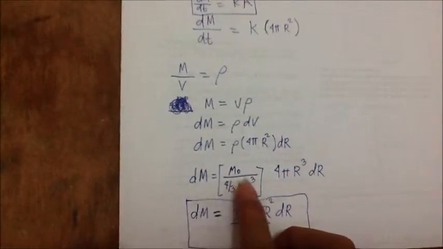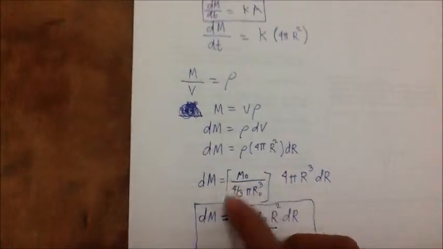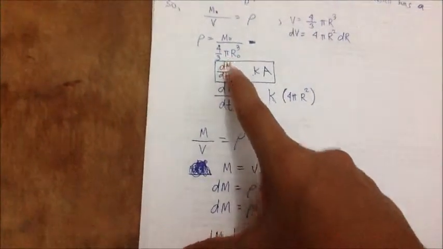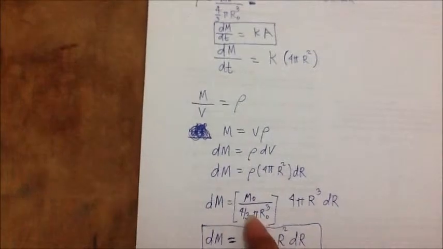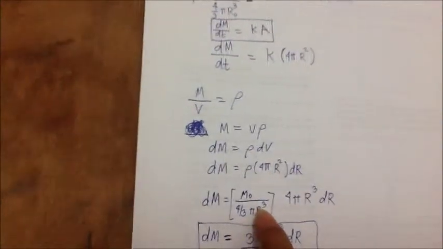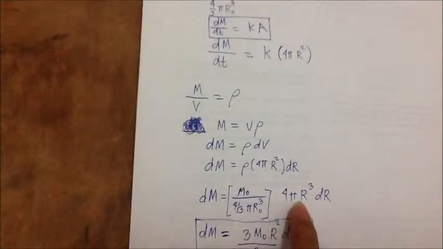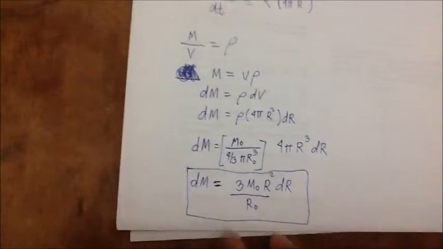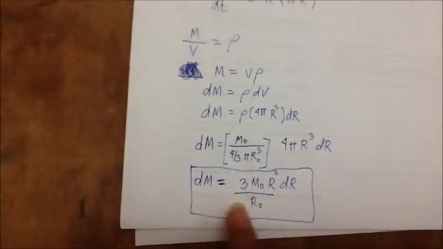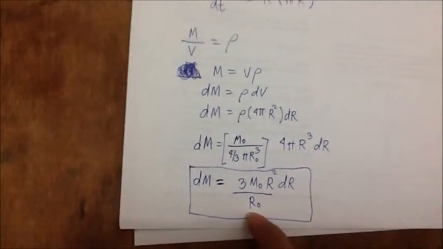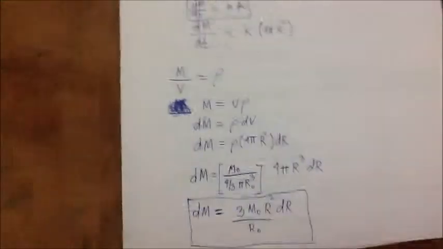Substituting our density, which is equal to this formula, dm is equal to m sub o over 4 over 3 pi r initial cubed times 4 pi r squared dr. Then we can get our change of mass is equal to 3 times initial m times r squared over r initial cubed dr.